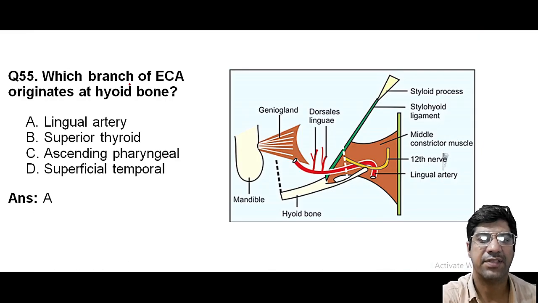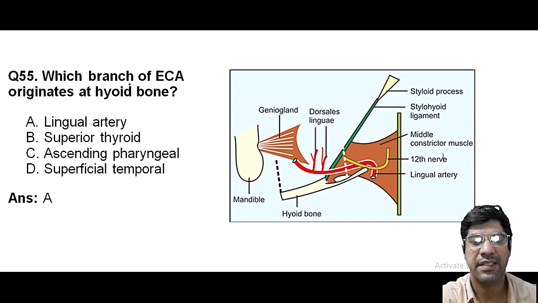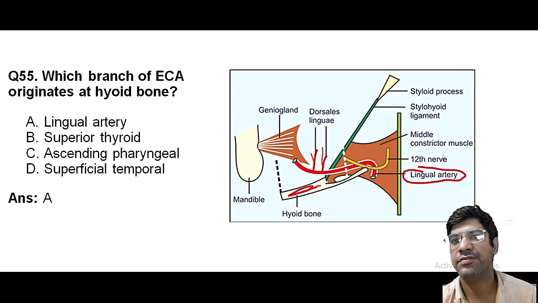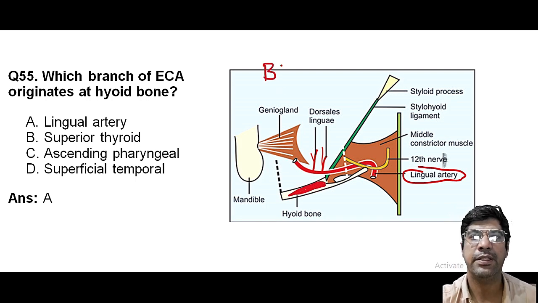Which branch of the external carotid artery originates at the hyoid bone? The answer is the lingual artery. This one is the lingual artery, as you can see clearly in the picture, and this one is the hyoid bone. This picture is from BD Chaurasia.